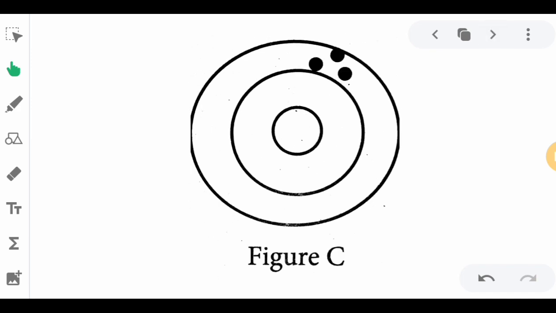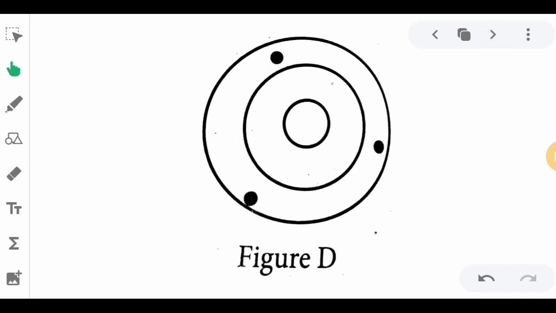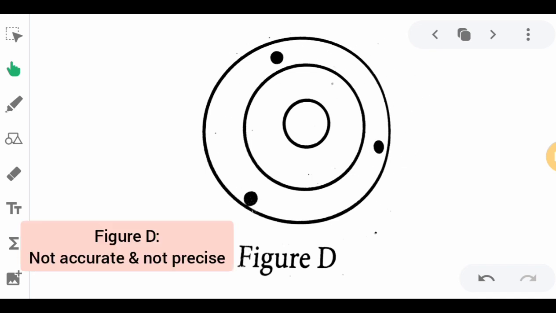Next we have figure C. The dots are very far from the standard value. This is your standard value, the standard target. Since they are far from that, this is not accurate. But if you notice, the dots are close to one another. So the dots are precise. We can say that the values in figure C are precise but not accurate. Next, I have figure D. The dots are far from the standard value, as you can see. And they are also far from one another. So the values in figure D are neither accurate nor precise.